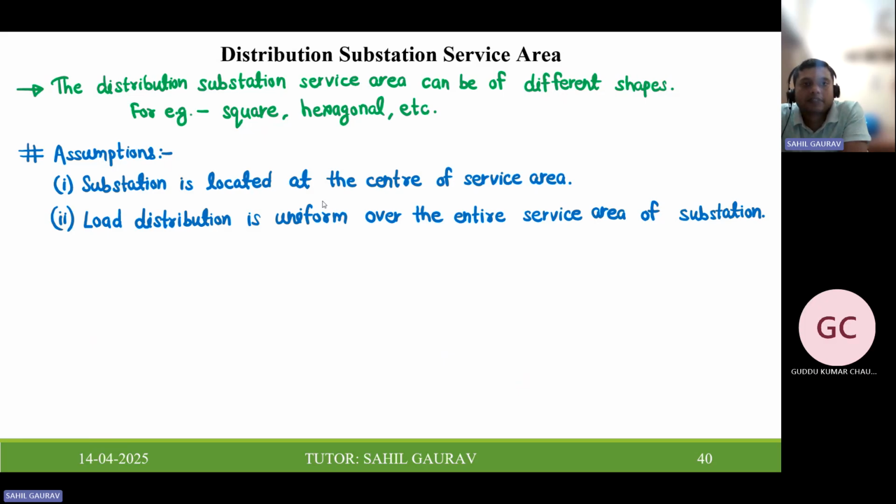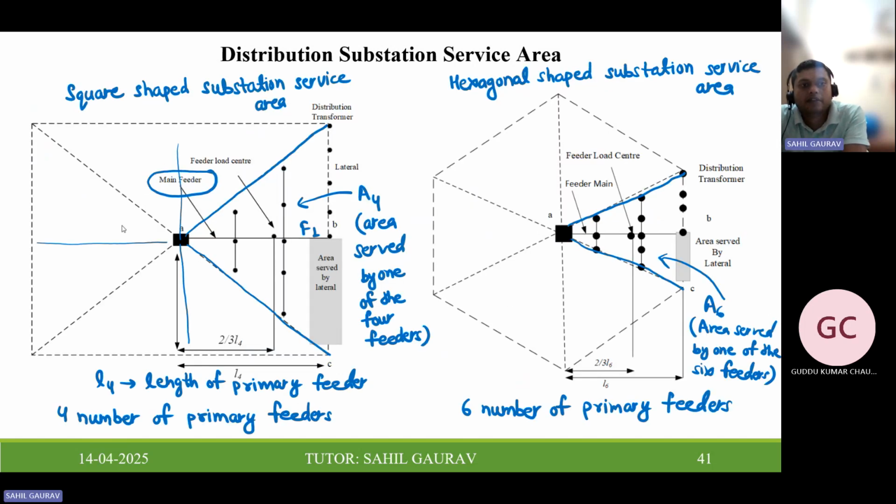The distribution substation service area can be of different shapes, either a square shape or a hexagonal shape. Here we make assumptions before we do the analysis on a square substation service area or hexagonal service area. The assumptions are that the substation is located at the center of the service area, and the load distribution is uniform over the entire service area of the substation.